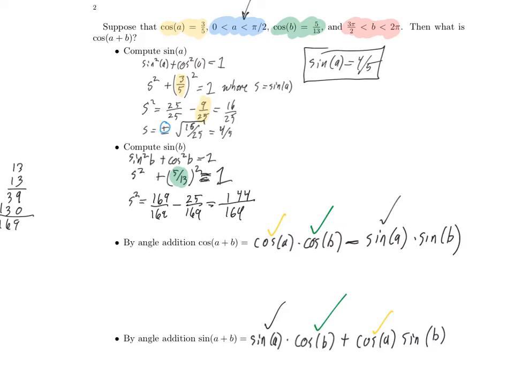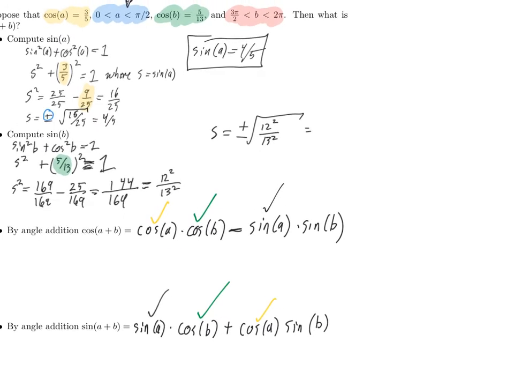144 over 169. Maybe I'll even go ahead and point out 144 is 12 squared. Check that if you like. Divided by 13 squared. So I see that s is equal to plus or minus the square root of 12 squared over 13 squared, is plus or minus 12 over 13.